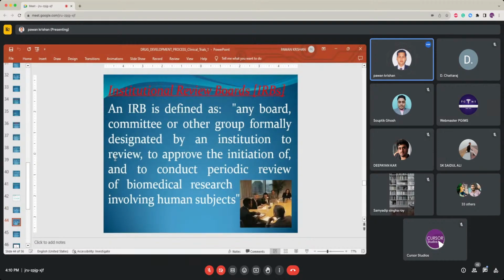So what is an institutional ethics committee? Another small aspect, briefly, I'll try to go through this. There is an IRB or IEC, which is constituted for clearance for any clinical studies. It conducts periodic review or gives approval for the conduct of biomedical research which involves human subjects. There are guidelines laid down for this by ICMR: Biomedical research involving human subjects, guidelines for biomedical research.